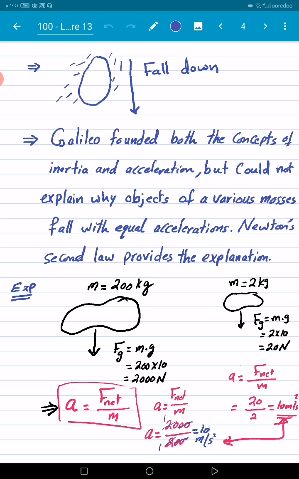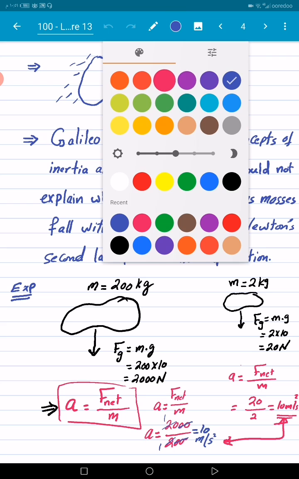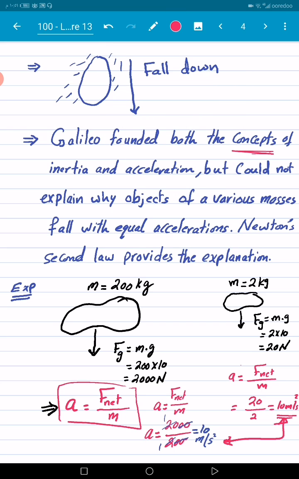Then, from Galileo that we discussed before, Galileo founded both of these concepts. So Galileo found both concepts of inertia, that is the tendency of the object to resist the change in its state, and the acceleration. But he could not explain it.